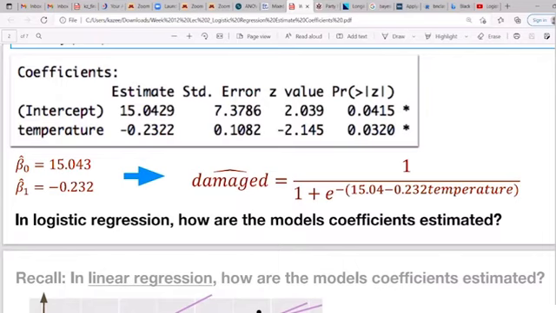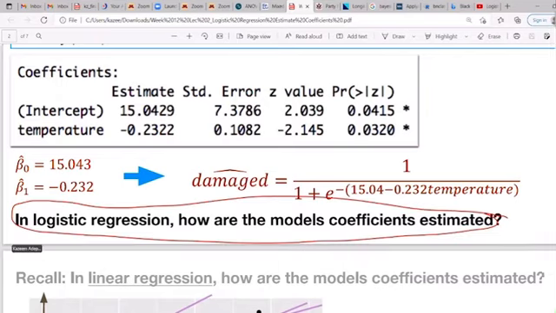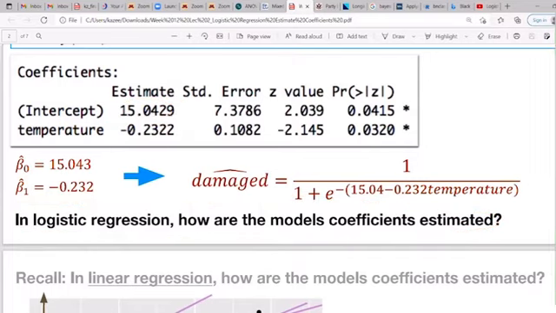But the question we want to ask now is, how are the model coefficients estimated? Like I said at the beginning, I actually want to unravel the mystery behind the scenes. How do we actually obtain the 15.0429 and minus 0.2322? What is the statistical methodology that we actually use? That is the essence of today's lecture.